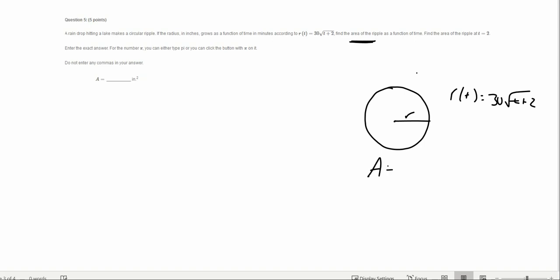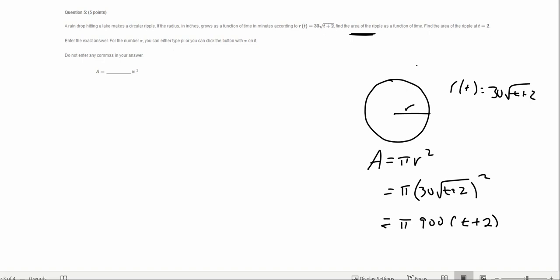So area of a circle, remember, is pi r squared, as a function of time. So the radius is 30 times the square root of t plus 2, squared. Anytime you square something that has a square root, you're just going to get whatever's underneath, right? So 30 squared is 900, and the square root of t plus 2 squared is just t plus 2. So there is my area as a function of time. It only has the variable t in it, and that's what it means when it says a function of time.